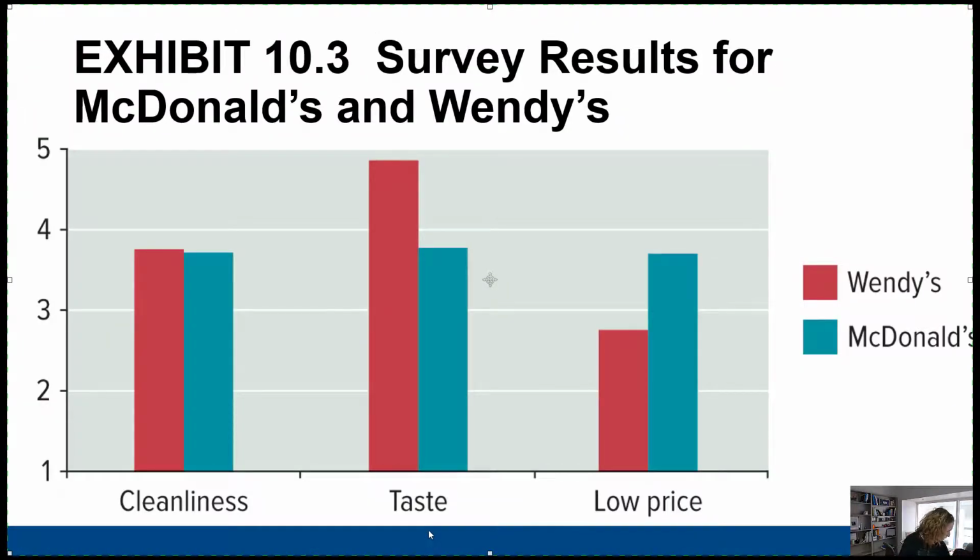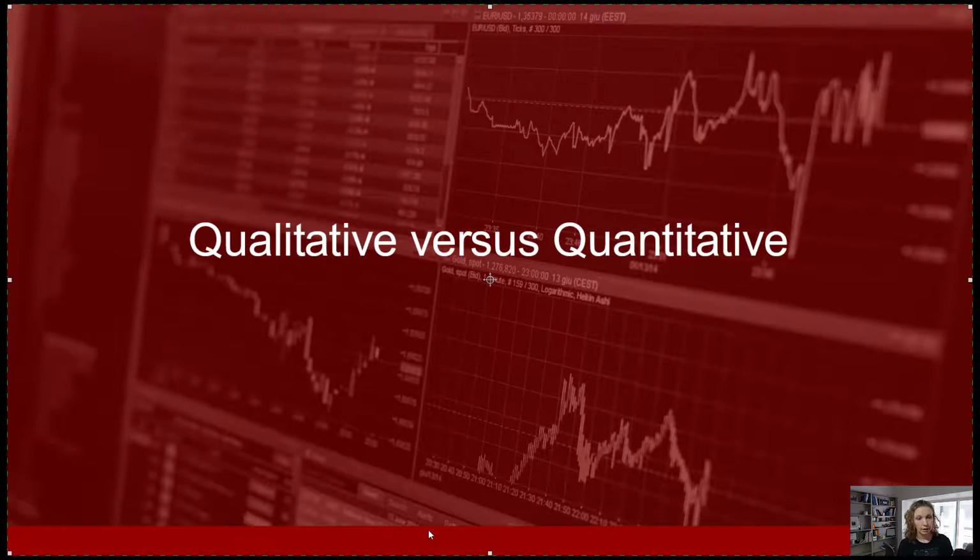I don't know that this is from your guys' book, but this is the results from this study. When we were asking people whether they cared the most about cleanliness, taste, and low price in their perceptions of Wendy's versus McDonald's, we can see that both are considered to be equally clean by our consumers. Taste is better at Wendy's and the price is better at McDonald's. So we can use that to make decisions as a company. Say we are McDonald's, maybe we want to work on our taste being perceived better by consumers. So that's how you would use that.